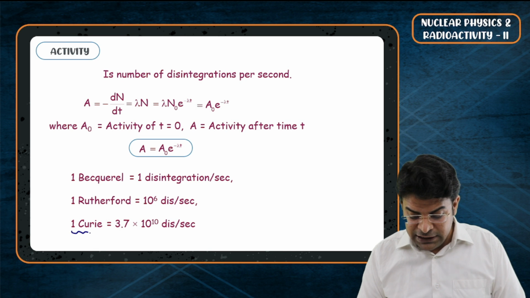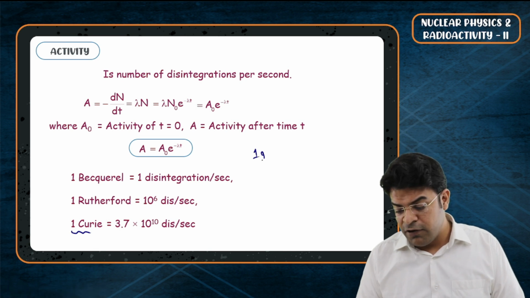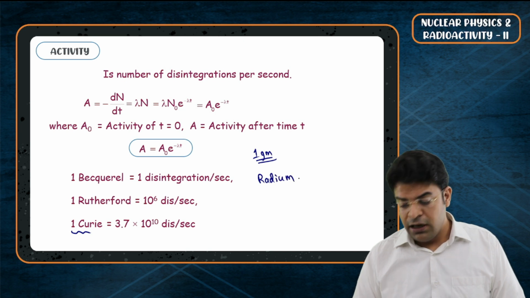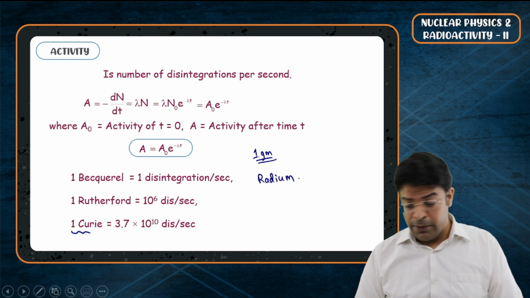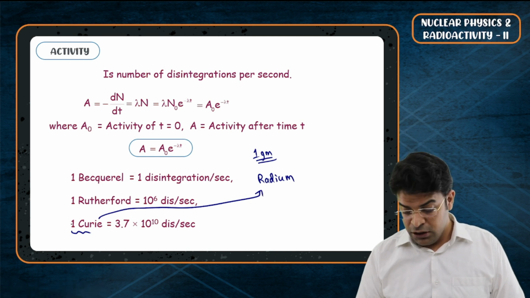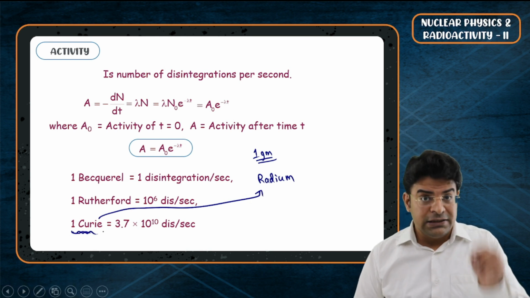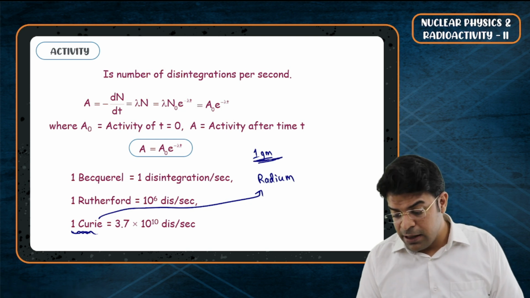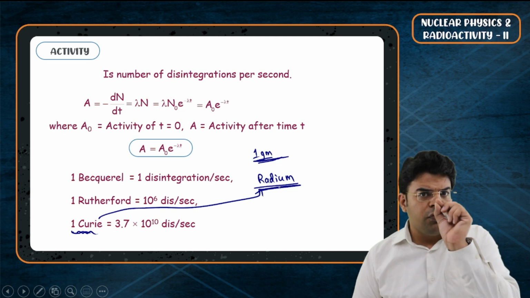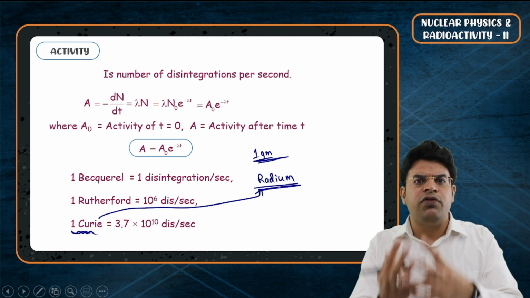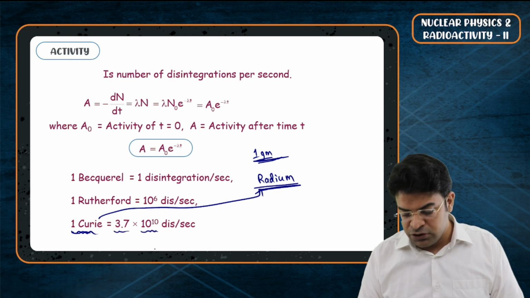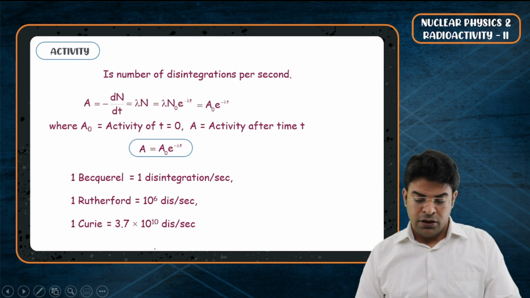1 Curie is the activity of 1 gram of radioactive radium. Now this is easy to remember, as Madame Curie was the one who worked with radium. So 1 Curie is the activity of 1 gram of radioactive radium. So if you take 1 gram of radioactive radium, then the number of disintegrations taking place per second is 3.7 into 10 raised to the power of 10 disintegrations.